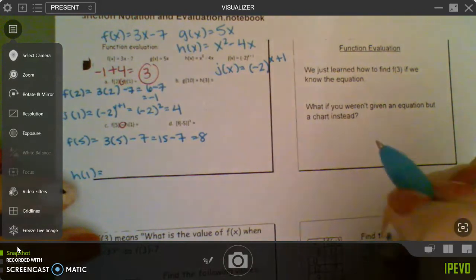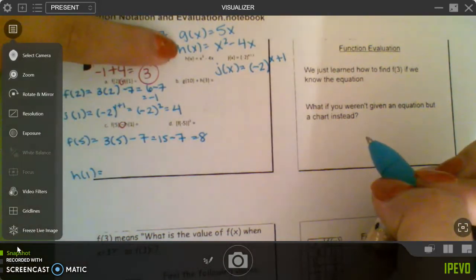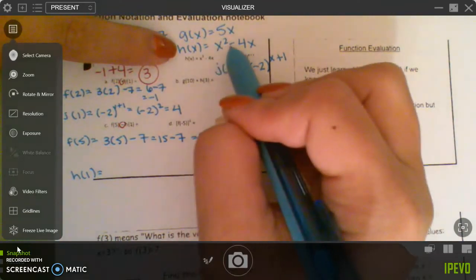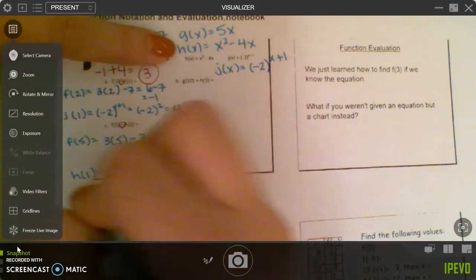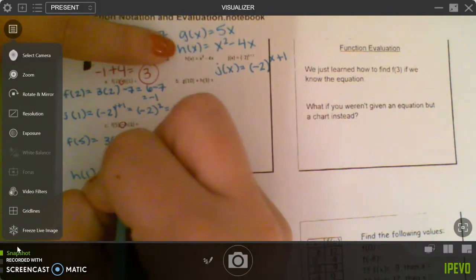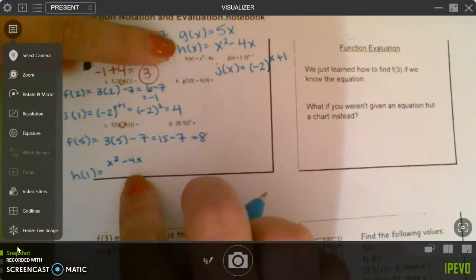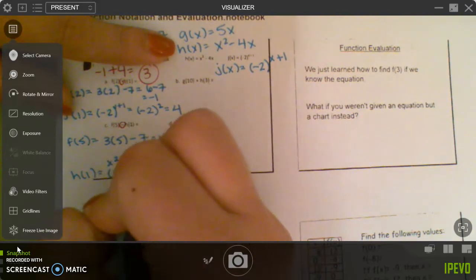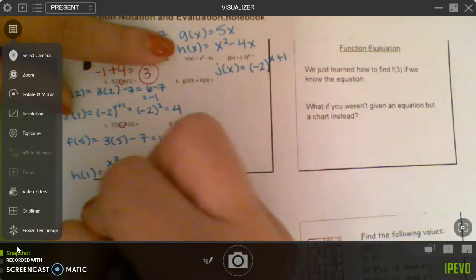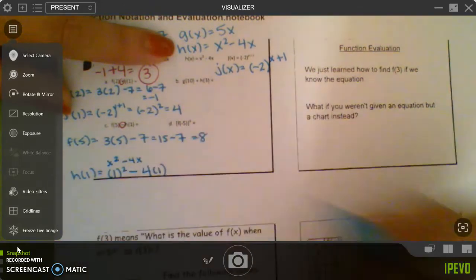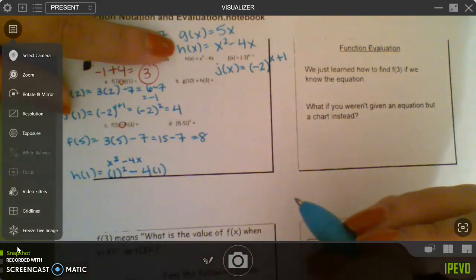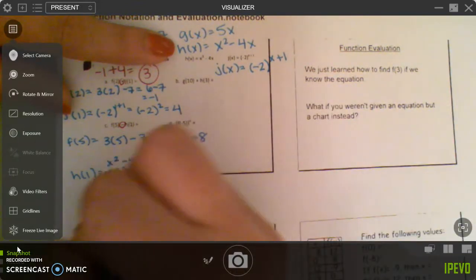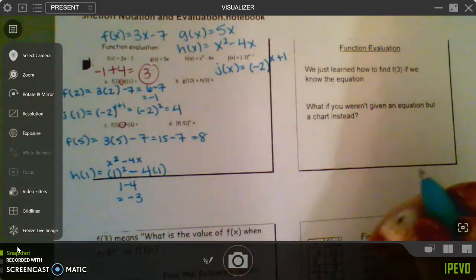H of 1, where's h? Here's h. So it's x squared minus 4x. So we're putting this 1 in 2 times. So it was x squared minus 4x was our problem. So we're putting a 1 in for this squared right here, minus a 4 times a 1. Again, make sure you're using parentheses. So that's 1 minus 4, which gives you a -3.